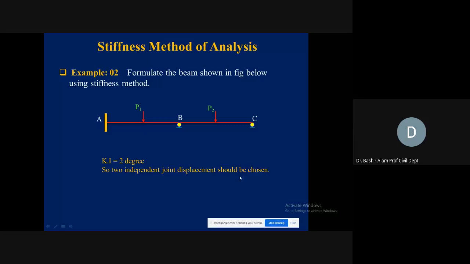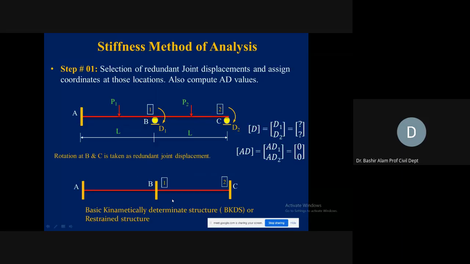So two independent joint displacements should be chosen. Now how do we declare our unknown joint displacements here? You can see this is D1, rotation corresponding to B, and this is the rotation at C, so this is D2. In clockwise, we assume them as positive. Again, it is an assumption. You can take clockwise or counterclockwise, but from here, you fix your positive direction.